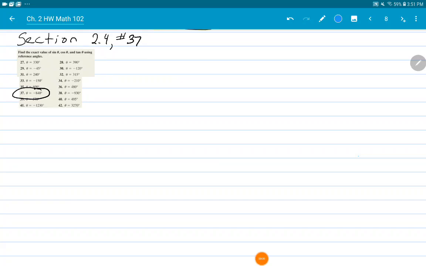Section 2.4, number 37, we need to find the exact values of sine of theta, cosine of theta, and tangent of theta. And theta is equal to negative 840 degrees, and we're told to use reference angles.